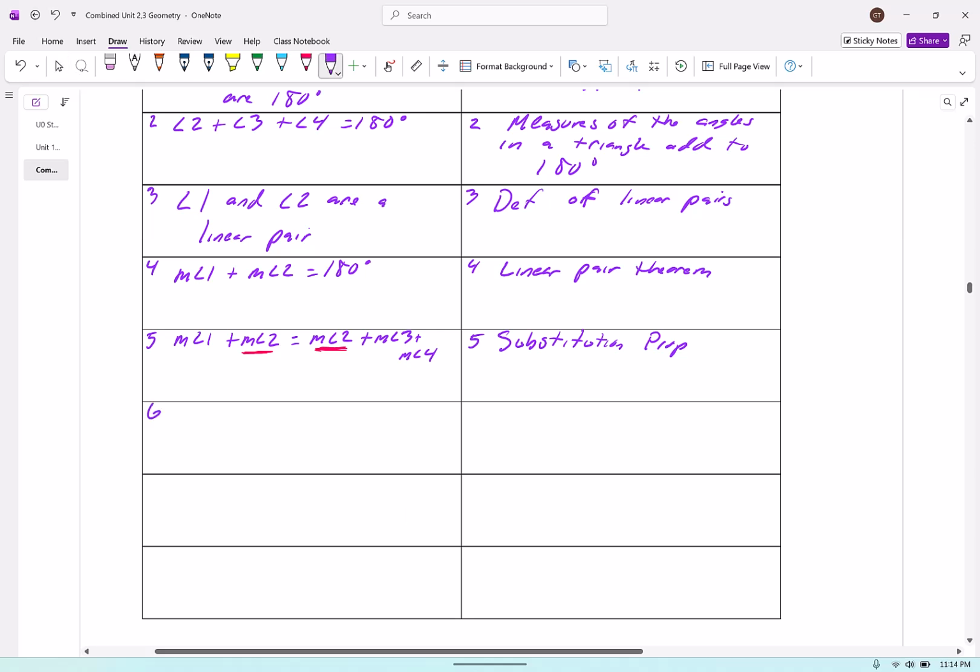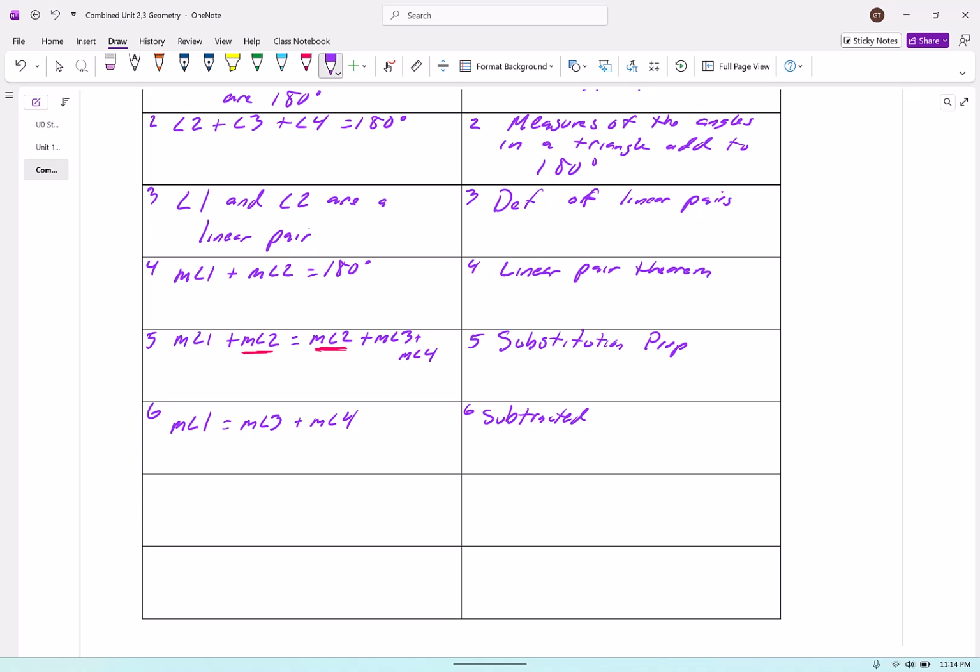I'm going to end up with the measure of angle 1 equals the measure of angle 3 plus the measure of angle 4. Okay, because I just simply used the subtraction property. I subtracted the measure of angle 2 from both sides, and therefore the measure of angle 1 must equal the measure of angle 3 and 4.